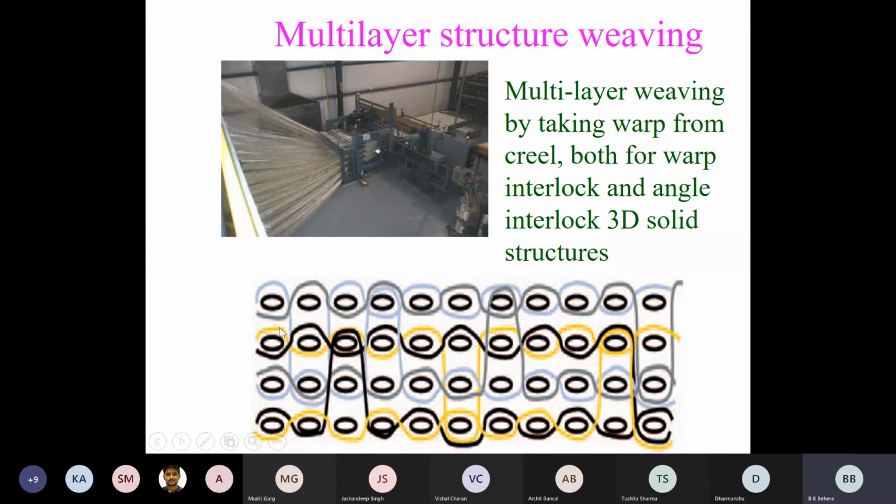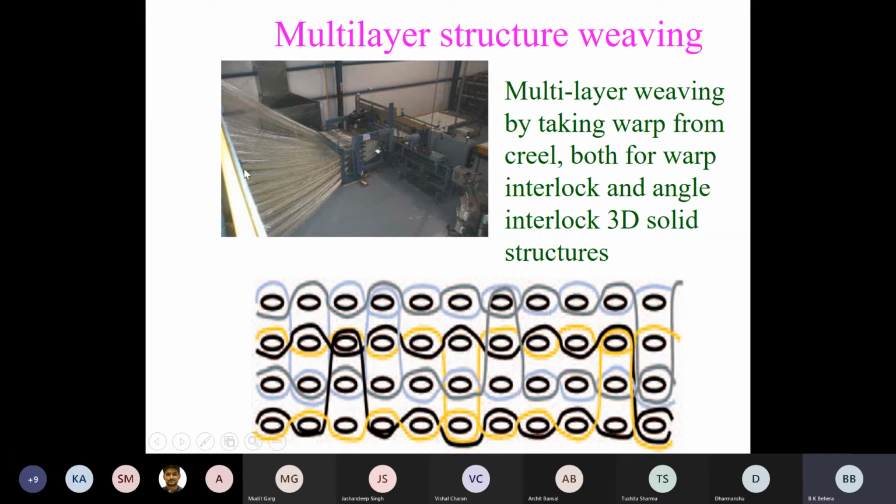Because of this change of passage in intermediate layers, each layer is adhered or stitched or linked to other layers. So the structure as a whole becomes an integrated structure. So this layer is connected to this by some interlacement, by some changing of path of warp yarn in between. That is called angle interlock.